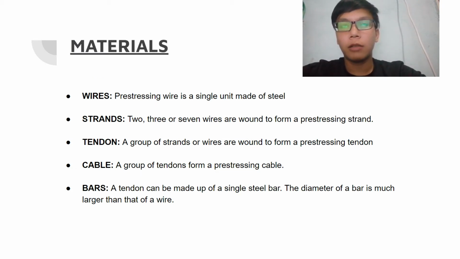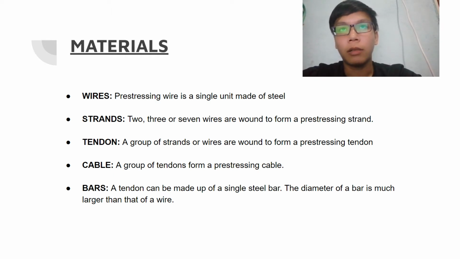For the materials, first, wires. Prestressing wire is a single unit made of steel. Second, strands. 2, 3 or 7 wires are wound to form a prestressing strand. Third, tendon. A group of strands or wires are wound to form a prestressing tendon. Fourth, cable. A group of tendons form a prestressing cable. And the last one, bars. A tendon can be made up of a single steel bar. The diameter of a bar is much larger than that of a wire.